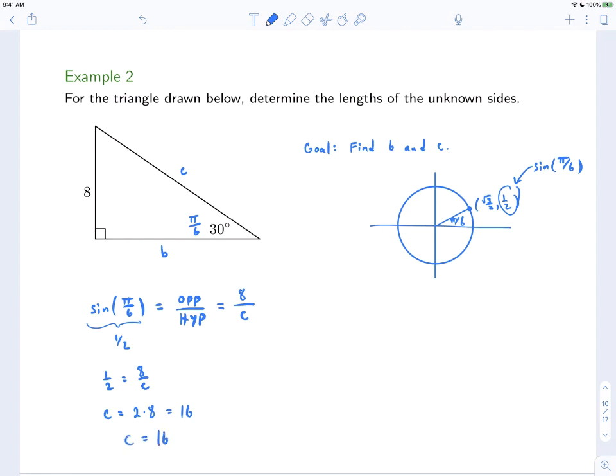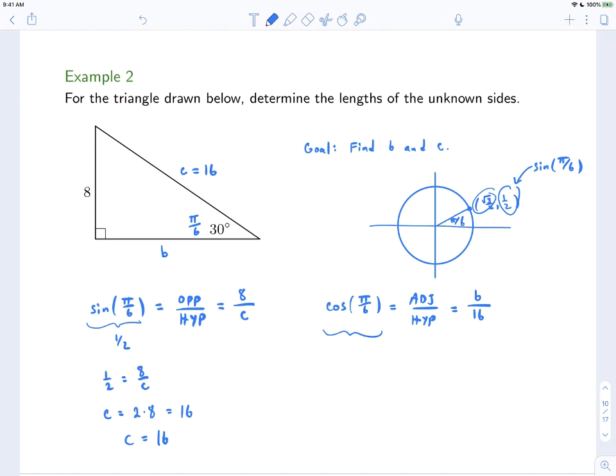Okay, so that tells us c. We still need to figure out the value of b. And for that, we're going to use a different trigonometric function. For that one, we're going to use cosine. So cosine of pi over 6 is equal to the length of the adjacent side over the length of the hypotenuse. The adjacent side, that's the thing we're trying to figure out, b. But the hypotenuse we know, that's 16. We also know the value of cosine of pi over 6.